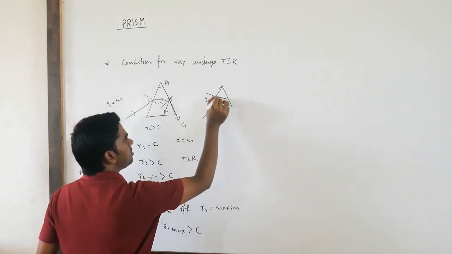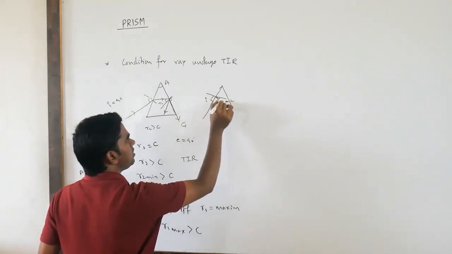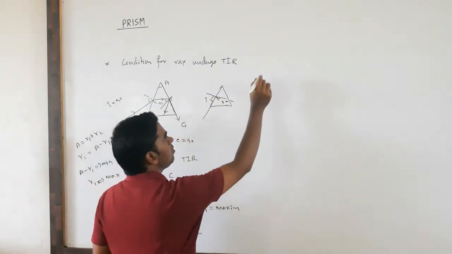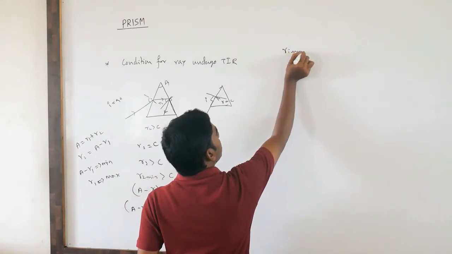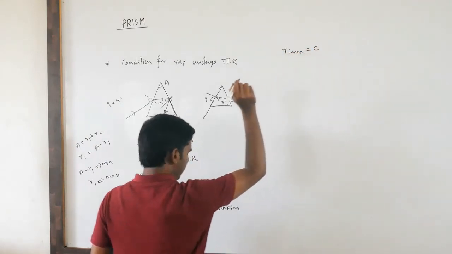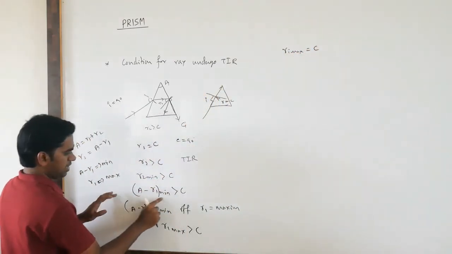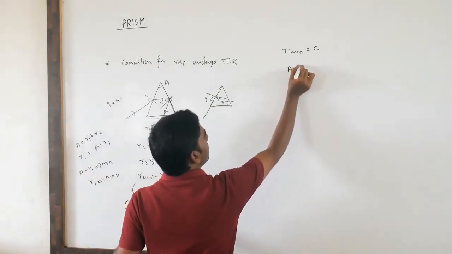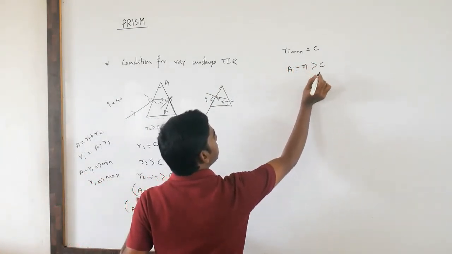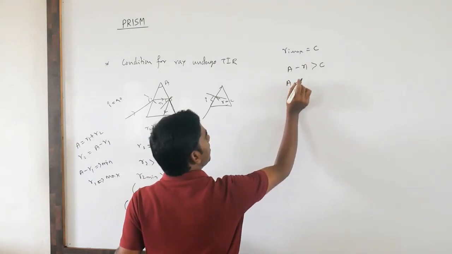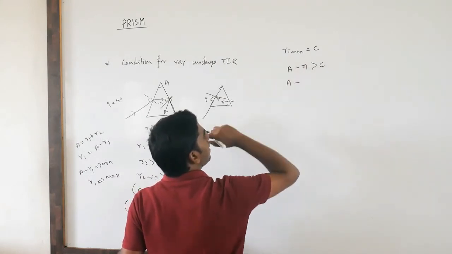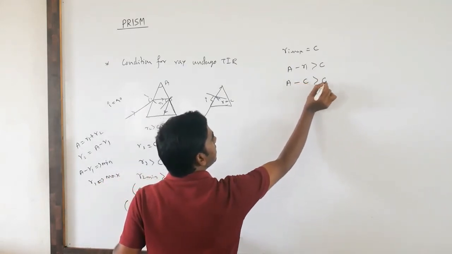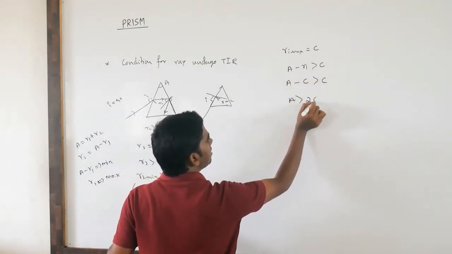inside this R is what? R is equal to C. So the maximum value of R1 is C. That means if you substitute here, A minus R1 minimum greater than C, R1 maximum is C, so A is always greater than C.